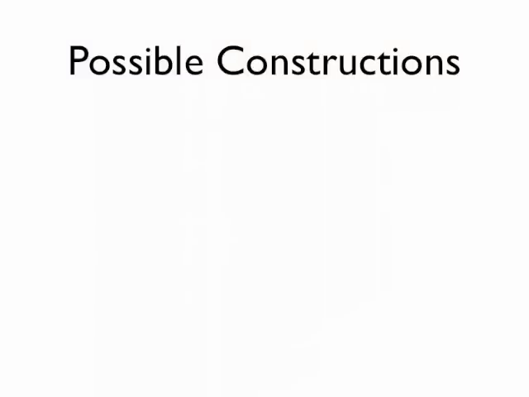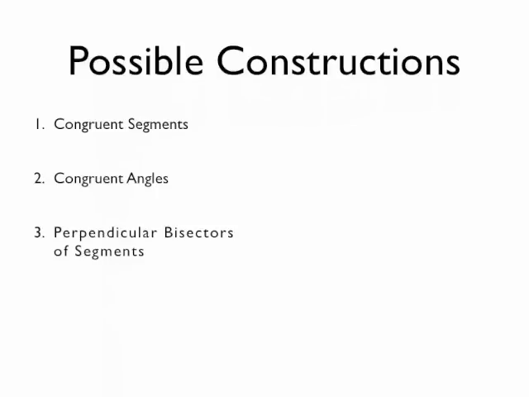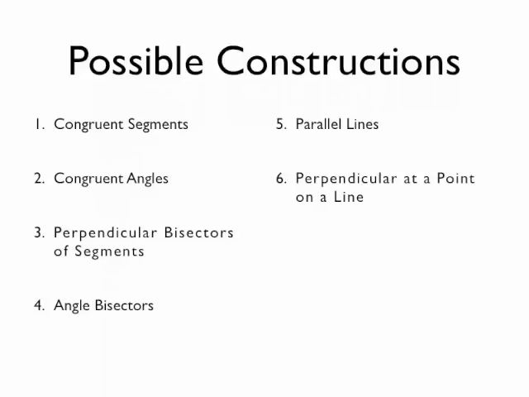At this point in time, we have learned to construct various figures. We can construct congruent segments. We can construct congruent angles. We can construct perpendicular bisectors to segments. We can construct angle bisectors. We can construct parallel lines. We can construct perpendiculars from a point on a line, and we can construct perpendiculars from a point not on a line. These 7 constructions are going to start appearing in our proofs, so please remember how to do them.